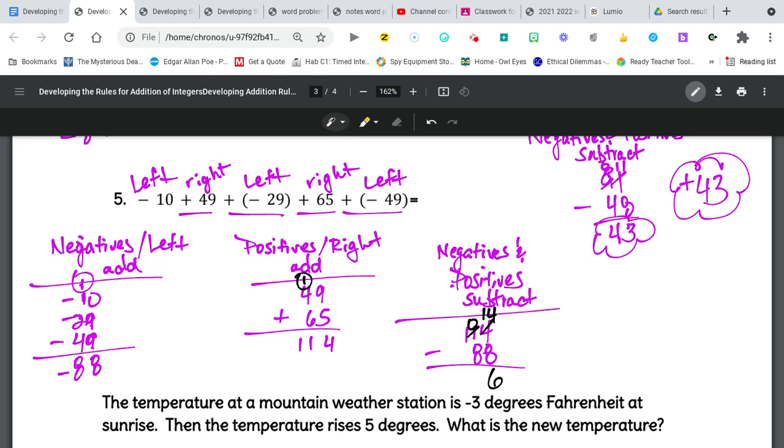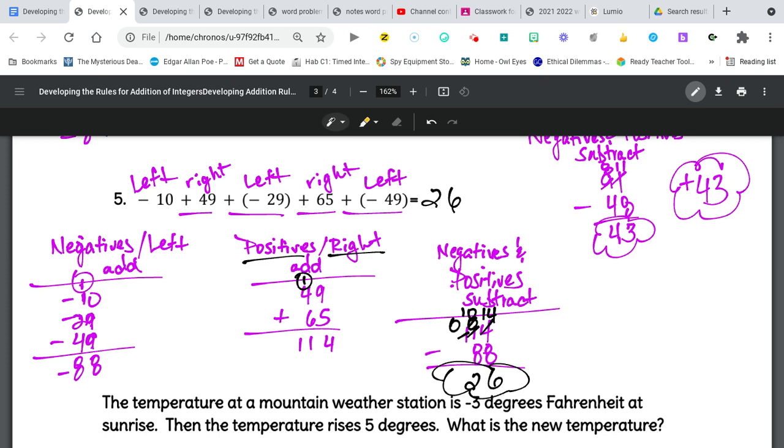I can't start off with 0 minus 8, so this becomes a 0, so that becomes a 10. 10 minus 8 is 2. And you got more positives than the negatives, or you can say it's more to the right than it is to the left. So this is positive 26, and you're done.